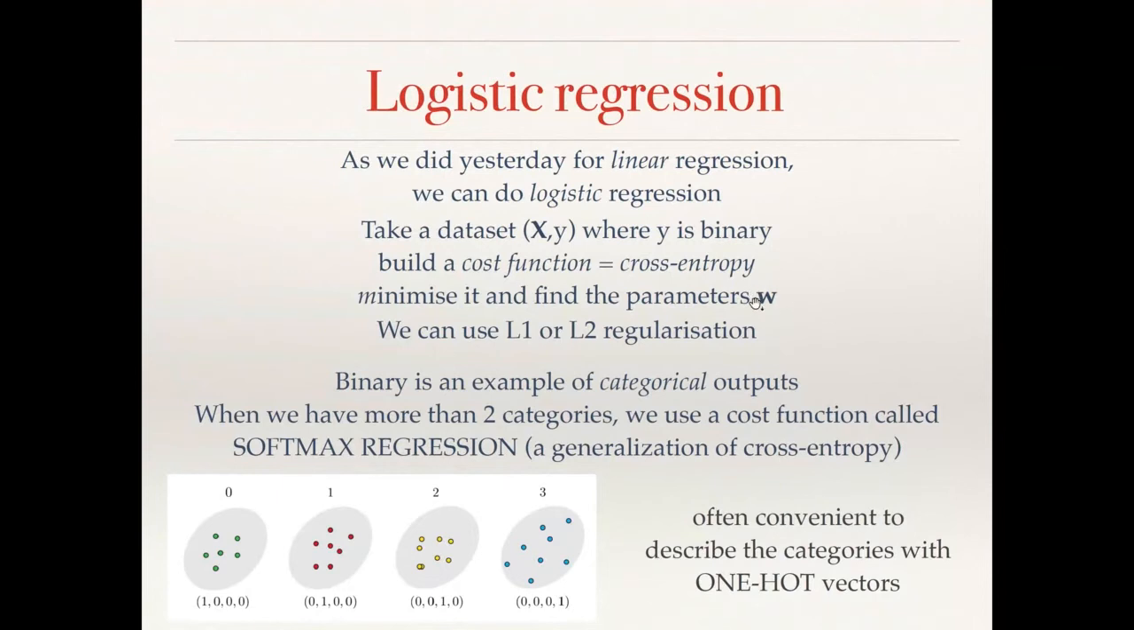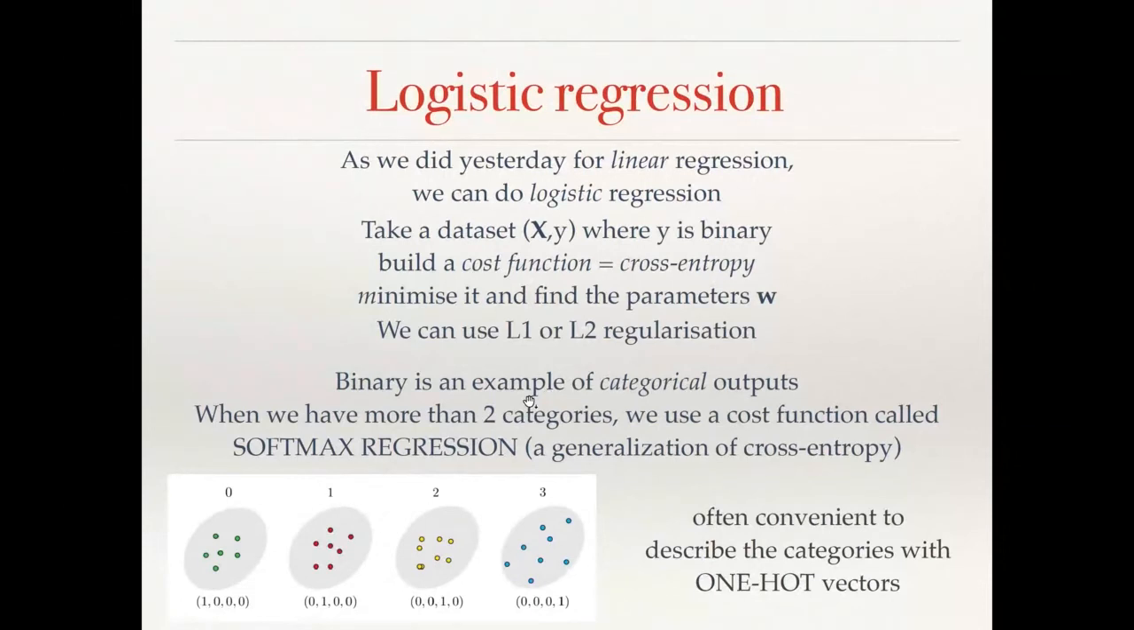And those parameters are what we sometimes call the model. As yesterday, we could use a regularization of the type L1 or L2. It's exactly the same procedure. So you can always add to your cost function, to your cross entropy, a term that is linear or quadratic in the weights.